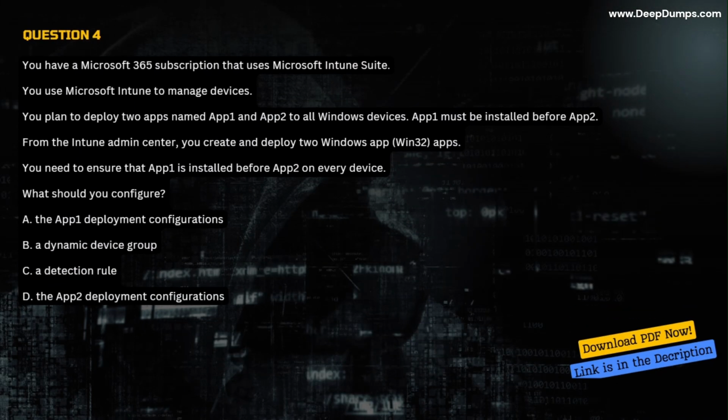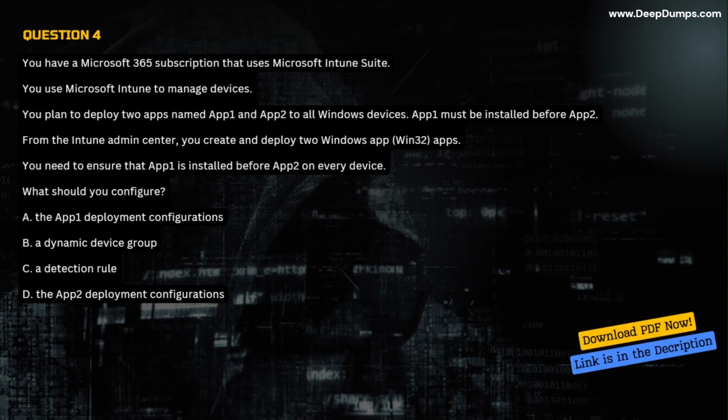Question 4. You have a Microsoft 365 subscription that uses Microsoft Intune Suite. You use Microsoft Intune to manage devices. You plan to deploy two apps named App 1 and App 2 to all Windows devices. App 1 must be installed before App 2. From the Intune Admin Center, you create and deploy two Windows app Win32 apps. You need to ensure that App 1 is installed before App 2 on every device.